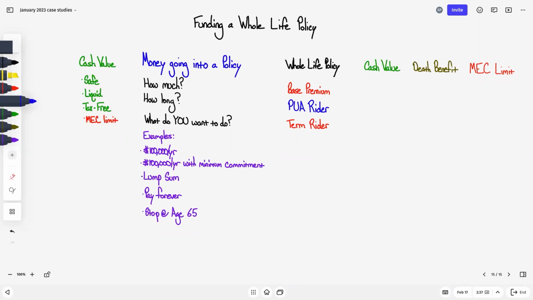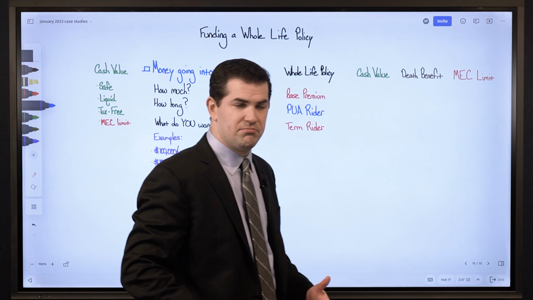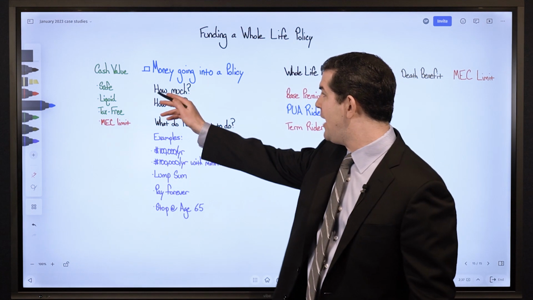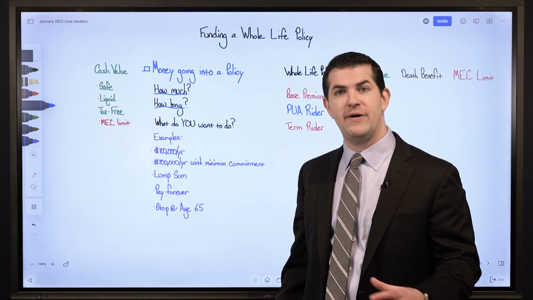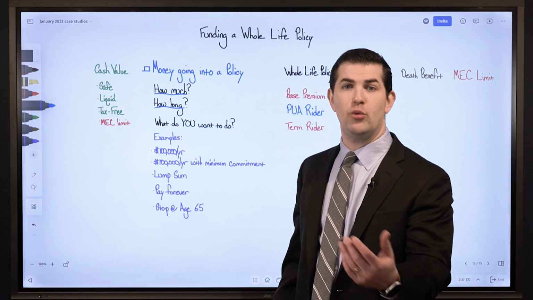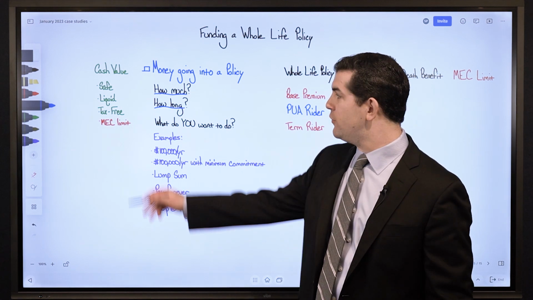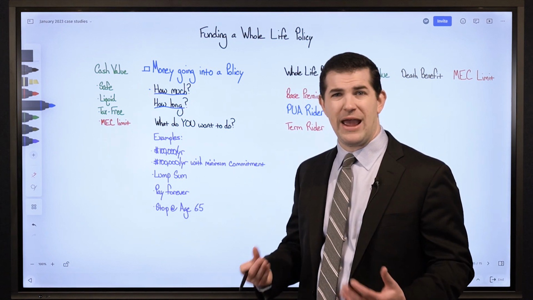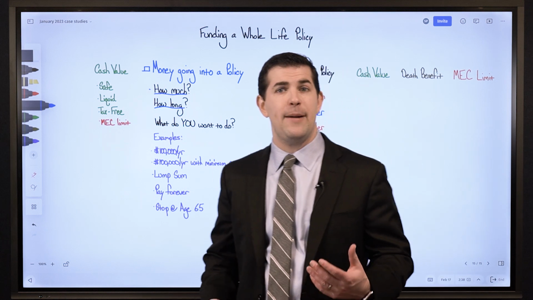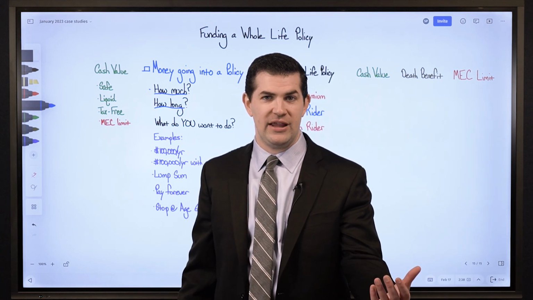But when it comes to money going into a whole life insurance policy, so this specifically is your money going into a policy. Pretend this is you. Here are the questions I would encourage you to ask yourself. How much and how long? Meaning, how much do you want to fund your policy with, and how long would you like to fund the policy for? Now, the first question, I would phrase it a little bit differently. I would actually ask it like this. How much do you want the ability to add into a policy on any given year?